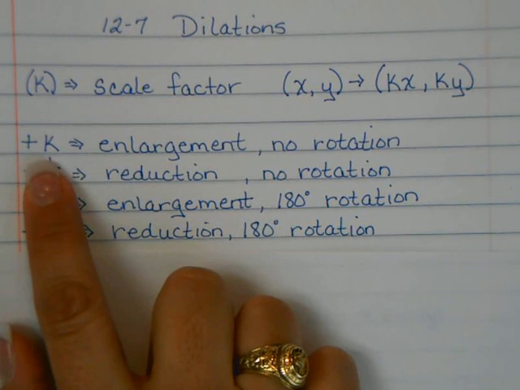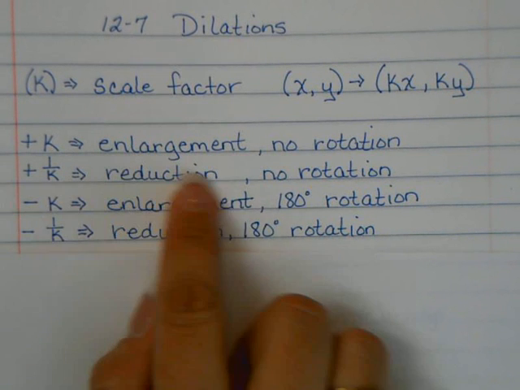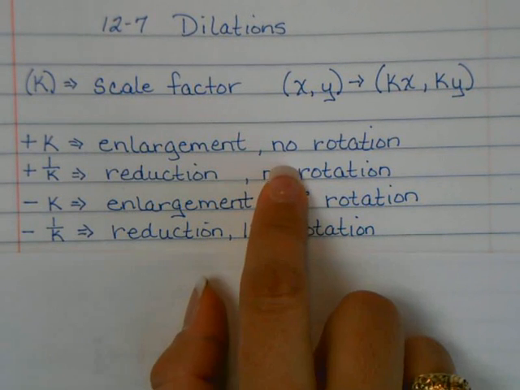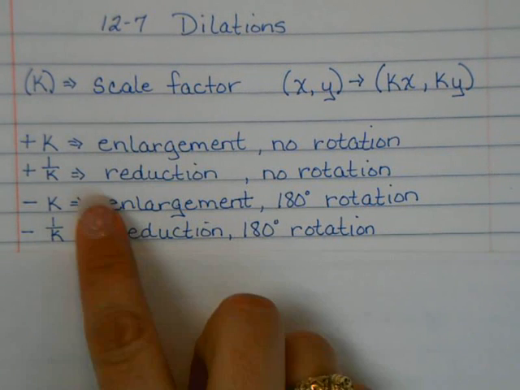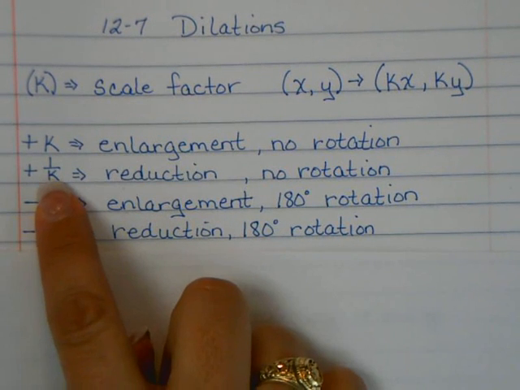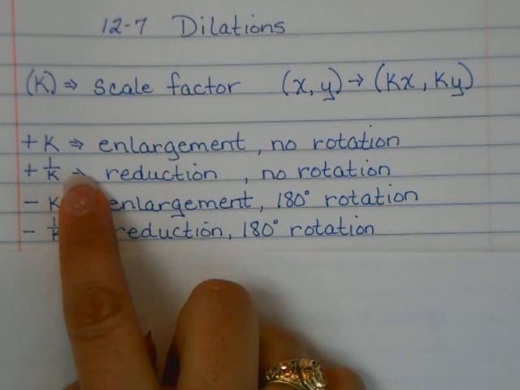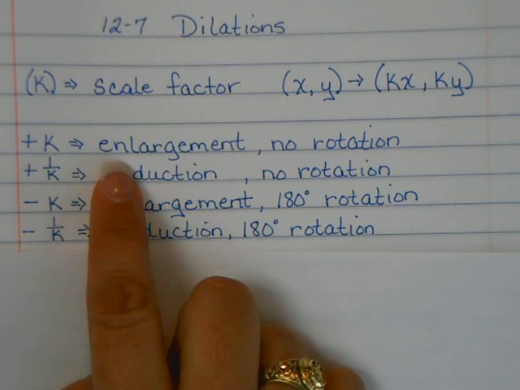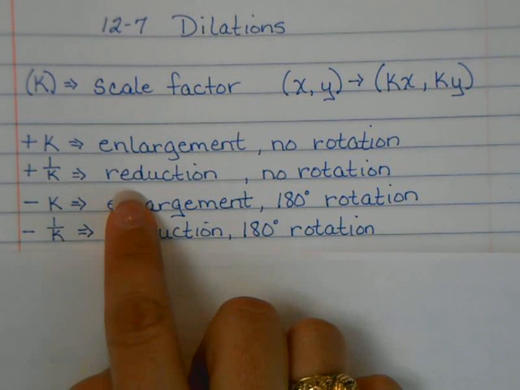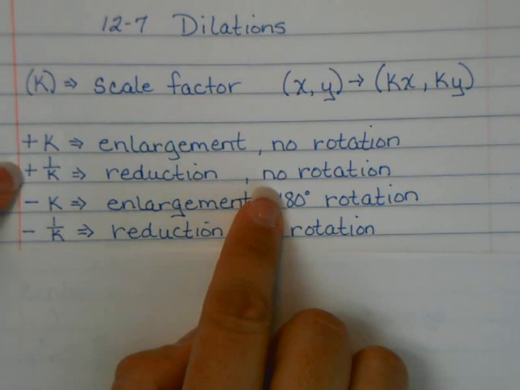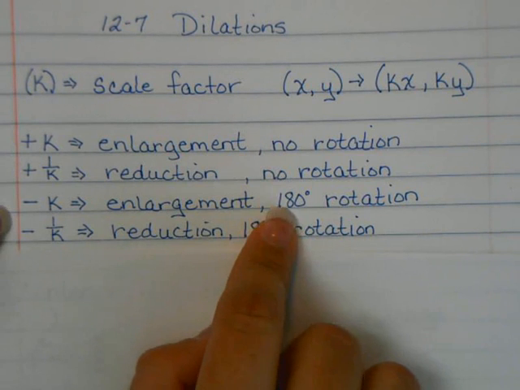If I have a positive whole number, it is going to be an enlargement with no rotation. In other words, it's just going to be enlarged right around the regular image, the first pre-image. If I have a positive fraction, notice this is a 1 over a number. We're not talking mixed numbers or improper fractions, like 3 over 2, because that puts it into a different category, such as enlargement. But if it's 1 over a number, you have a reduction with no rotation because it's positive. As long as the number is positive, you have no rotation.